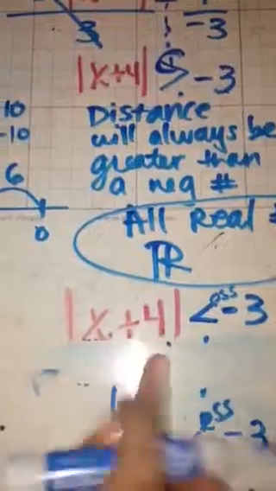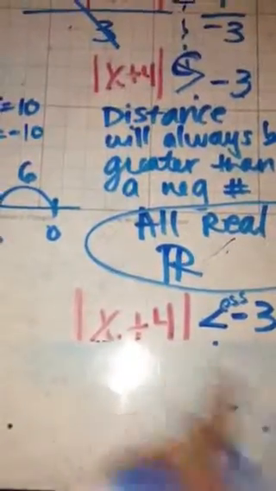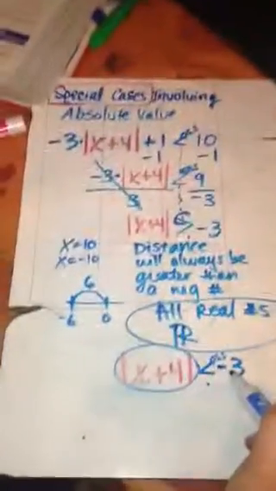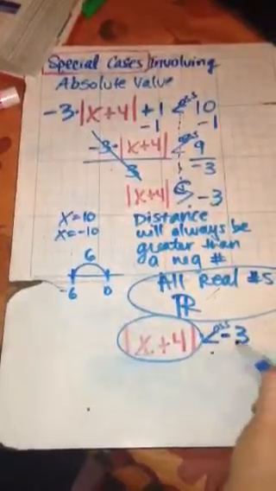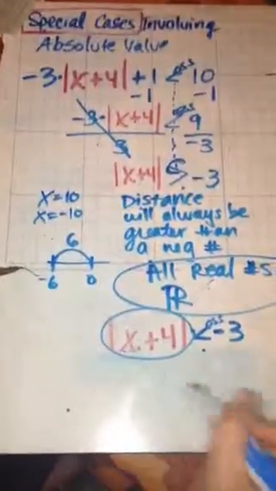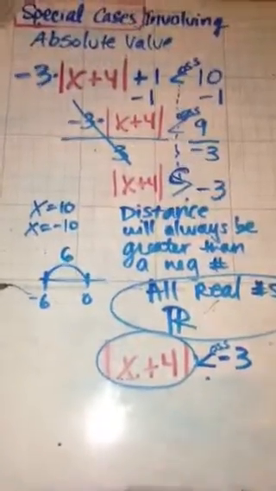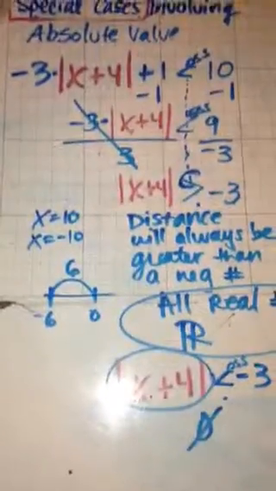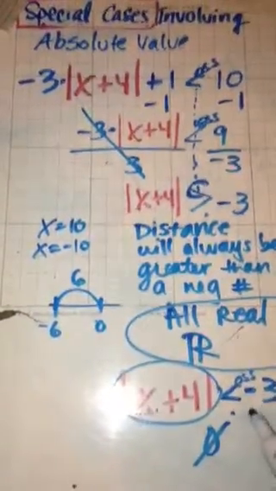You can plug in numbers all day and you're never going to get an x value that will make this true, because this is saying distance is less than negative 3. The distance will not be less than negative 3. The distance will always be positive. So that distance has to be greater than or equal to 0. So this is no solution. So when you have a negative, stop and think.